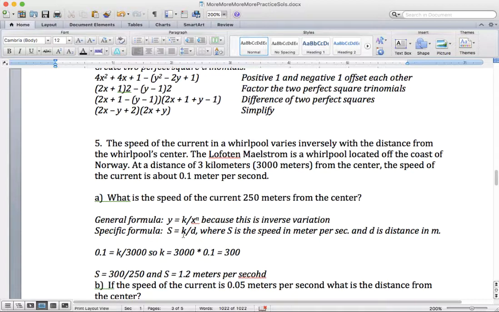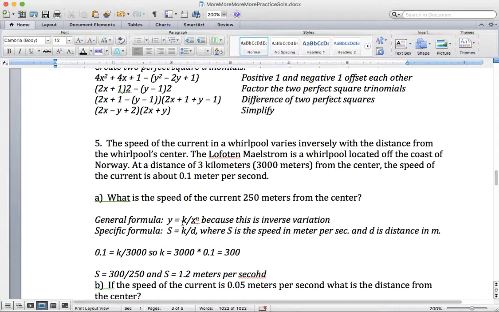Okay, number 5. The speed of the current in a whirlpool varies inversely with the distance from the whirlpool center. The Lofoten Maelstrom is a whirlpool located off the coast of Norway. At a distance of 3 kilometers, or 3,000 meters from the center, the speed of the current is about 0.1 meters per second. Okay, what is the speed of the current 250 meters from the center?